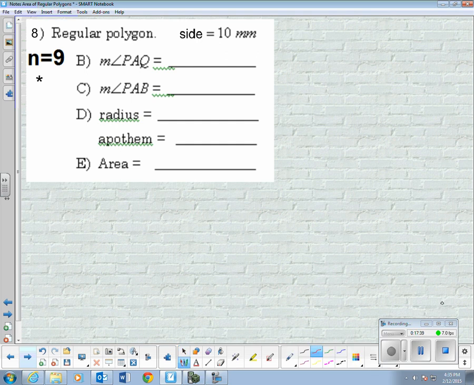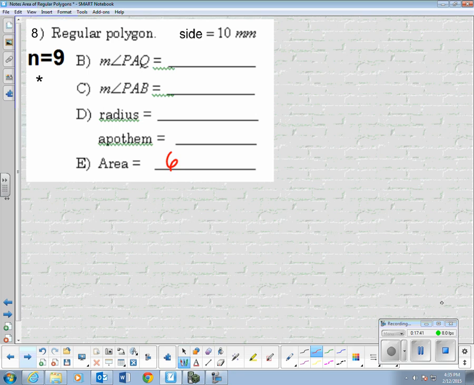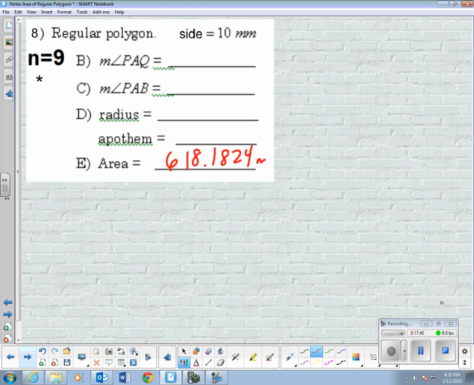All right, so if you turn the video back on now, the answer that you should get here is 618.1824 millimeters squared. And that should be the one where you have the work for. So there's about 3 problems you're going to have to show me the work for when you come into class. Make sure you have those.